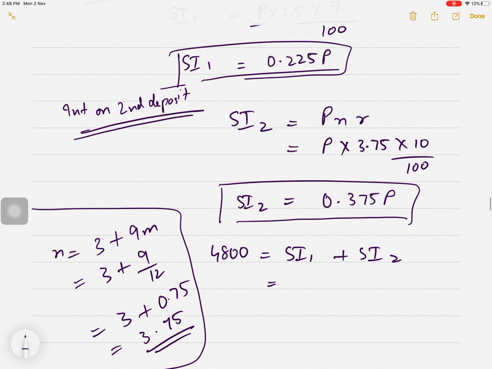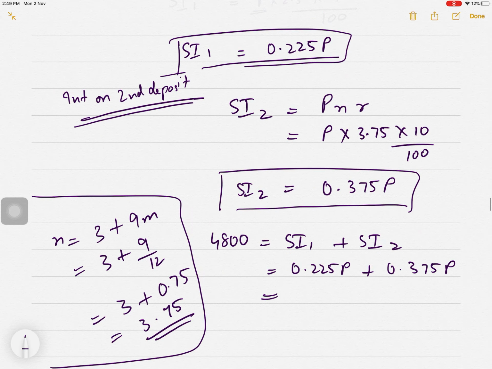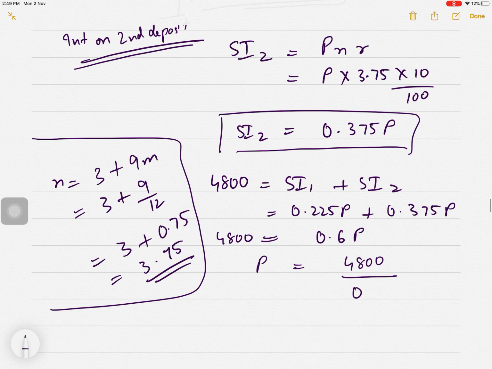Okay, so simple interest 1 is 0.225 P and simple interest 2 is 0.375 P. So 0.225 plus 0.375 will come to 0.6. So 4,800 is equal to 0.6 P. So P is equal to 4,800 divided by 0.6. When you calculate this, it comes to 8,000.